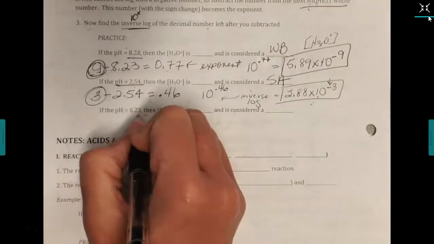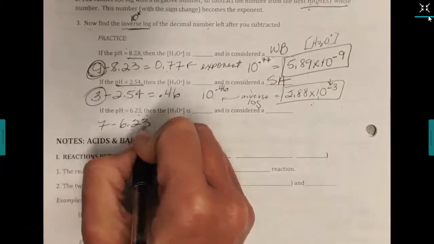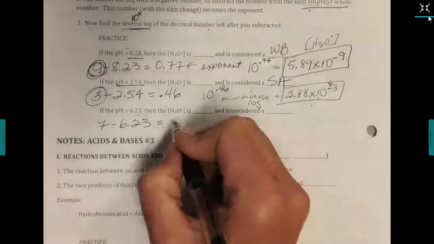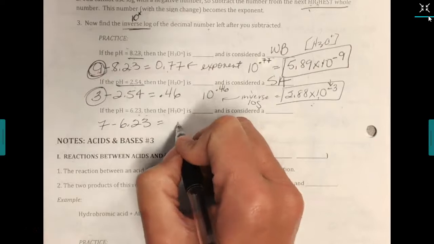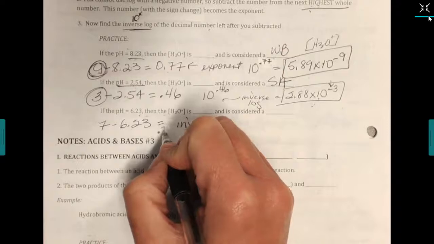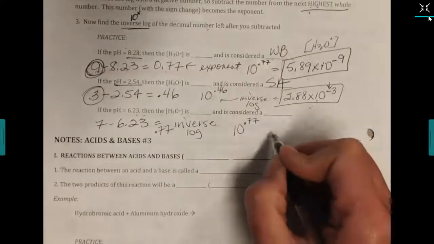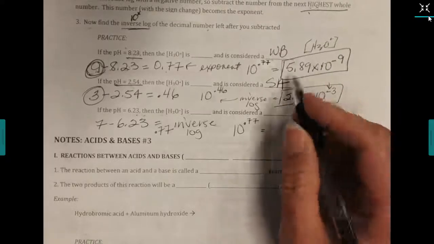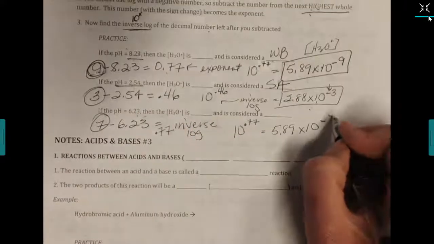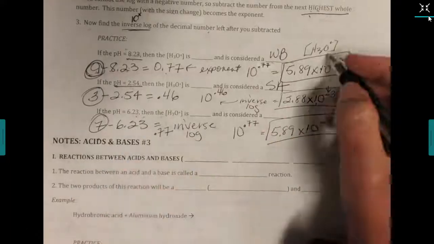Last one, if the pH is 6.23, then the hydronium concentration is, so 7 minus 6.23 is 0.77, so the inverse log, so 10 raised to the 0.77. And this time we're going to get the same number, 5.89 times 10 to the negative 7 is my hydronium concentration, because that was my whole number. And 6.23 is a weak acid.